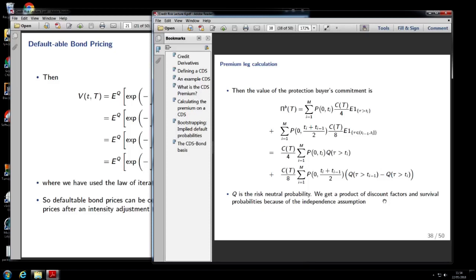Imagine I had the CDS spread for 1 year. That only depends on the default between today and 1 year, so it depends on the first Q. The second CDS spread depends on the default probability between today and 1 year, and 1 year and 2 years. So the 2-year CDS depends on two lambdas, and the first one only depends on 1 lambda. The third one depends on 3 lambdas.